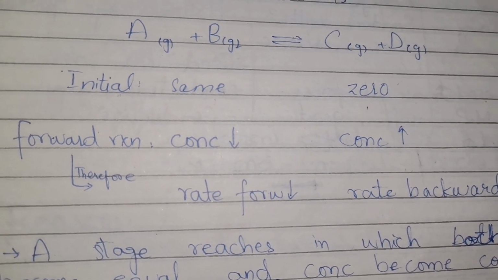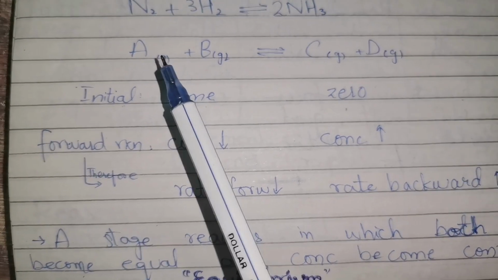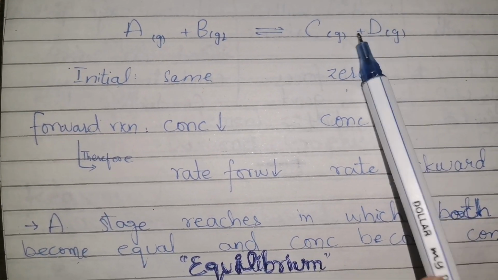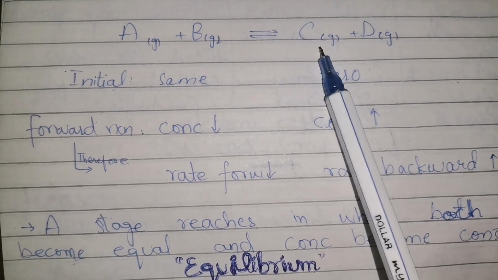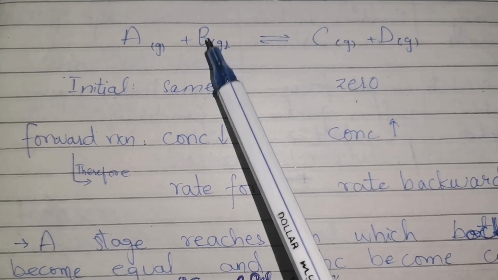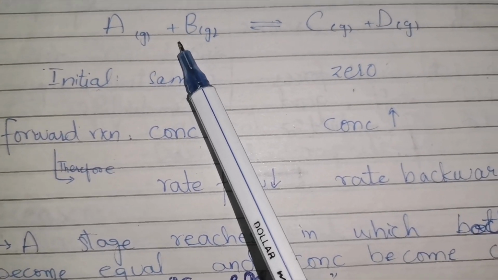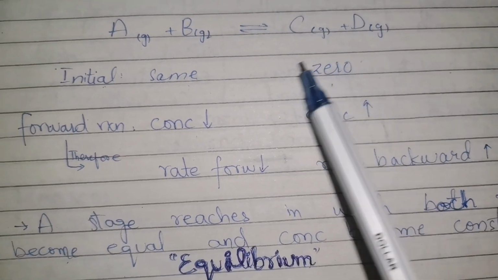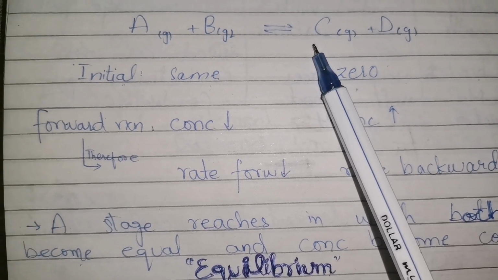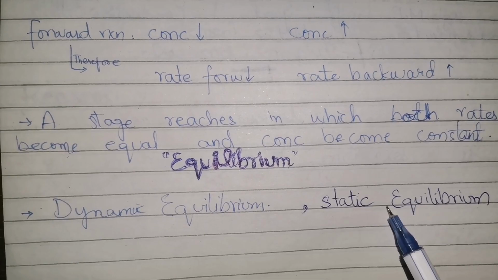Now, what is dynamic equilibrium? Dynamic equilibrium is a condition when the concentration of reactant and the concentration of product do not change. They become constant. But still the reaction is going on. The reactants are converting into product and the product is converting into reactant. Such type of equilibrium is known as dynamic equilibrium. We have another type of equilibrium, that is static equilibrium.